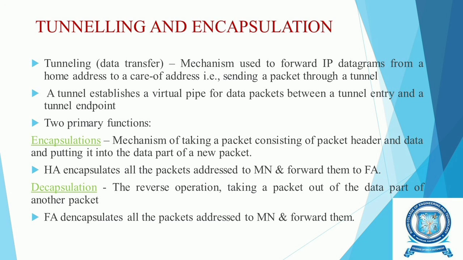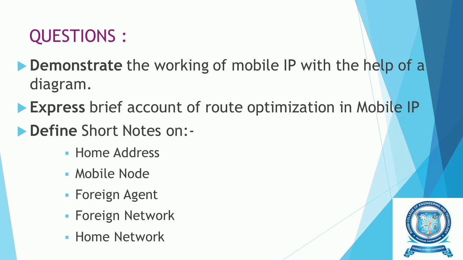Here the home agent encapsulates all the packets addressed to the mobile node and forwards them to the foreign agent. In the case of de-encapsulation, the reverse process takes place, that is, taking a packet out of the data part of another packet. Here the foreign agent de-encapsulates all the packets addressed to the mobile node and forwards them. So that is de-encapsulation.